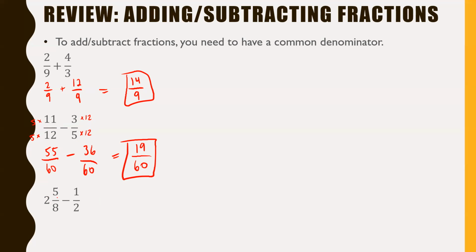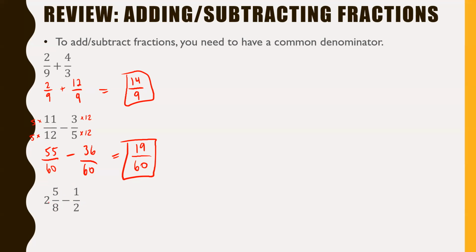Last one here, 2 5/8 minus 1/2. 2 5/8 is what we would call a mixed number, because it's a number with a fraction attached to it. As much as they're nice for communicating things, like saying you have 3.5 of something, they're really awful for doing any math operations on. So I'll change this mixed number into what we call an improper fraction first. To do that, you take 2 and multiply it by 8. That gives me 16, and then you add the 5 on top.